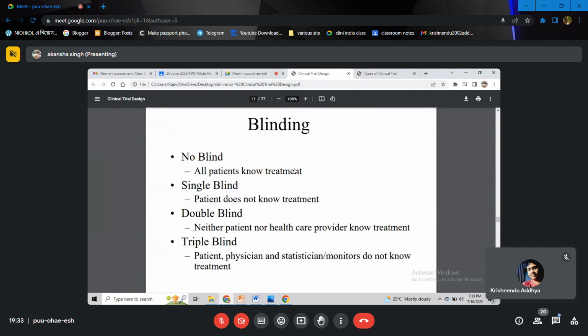So blinding: no blinding, or open label, means all the patients know what treatment is being assigned, and the investigator also knows. Single blind means the patient does not know what treatment is being assigned to him, but everyone else knows. Double blind means neither the participant nor the healthcare provider knows what treatment is being assigned to whom. Okay. Then we have triple blinding, where only the physician knows what treatment is being assigned to which patients. So the physician and statistician don't know what treatment is being assigned to whom.